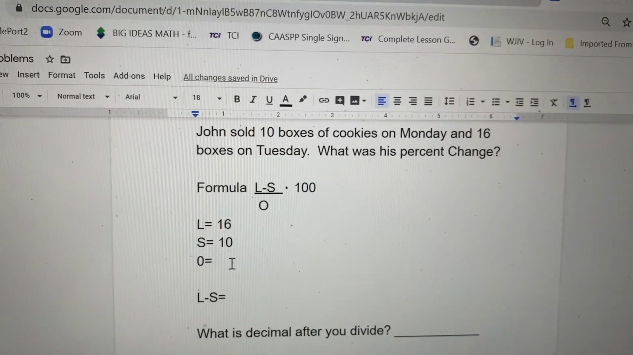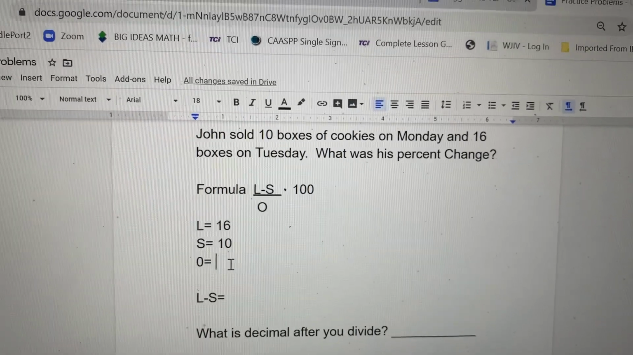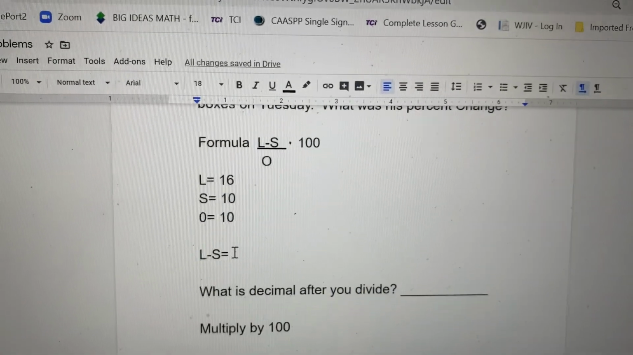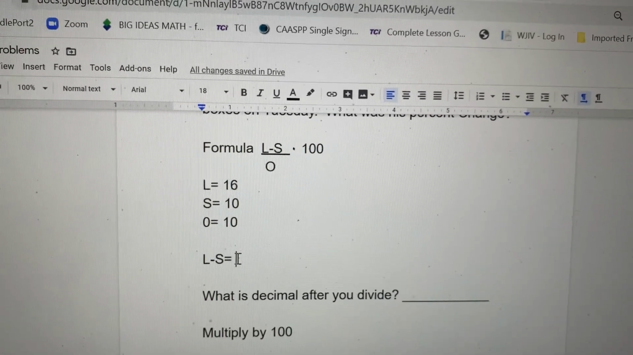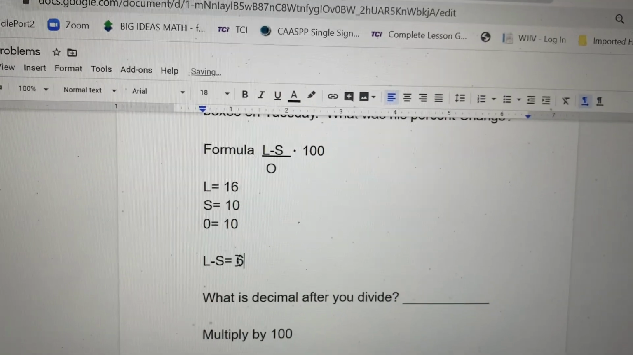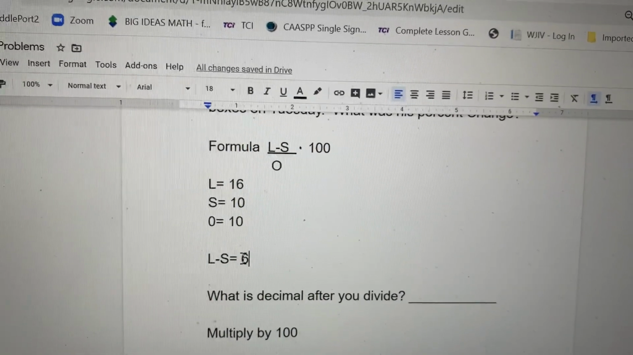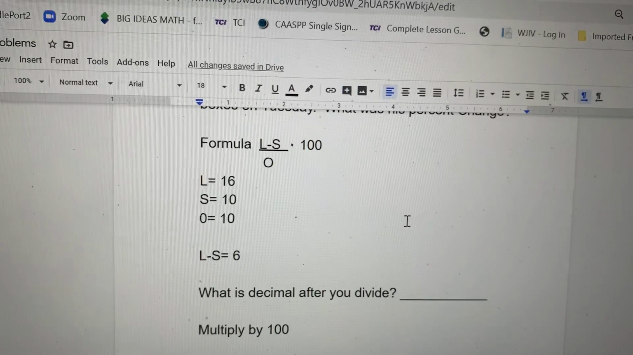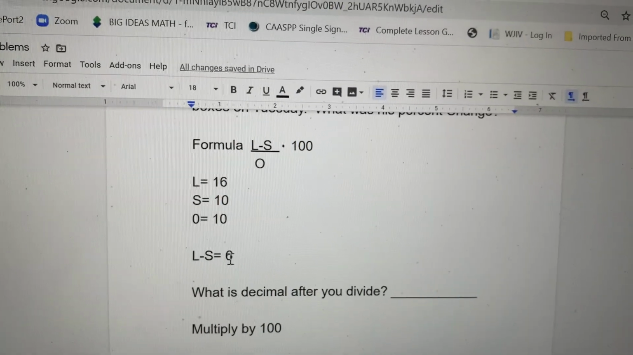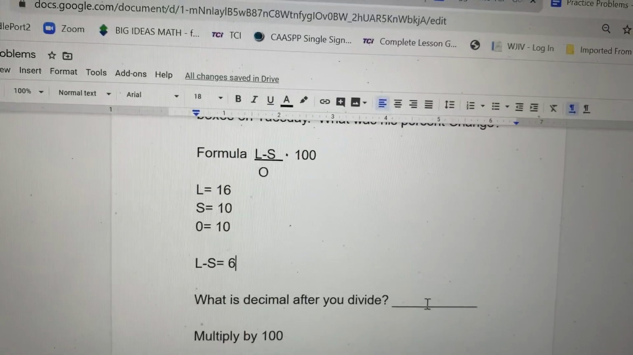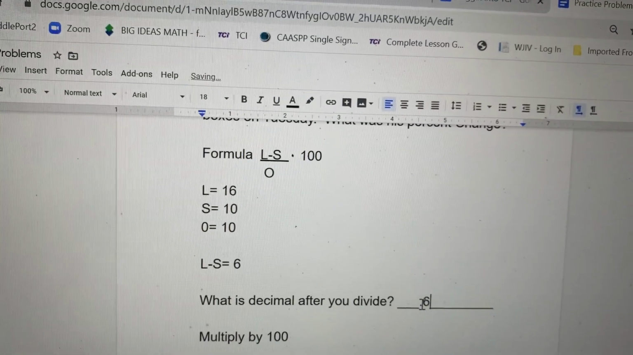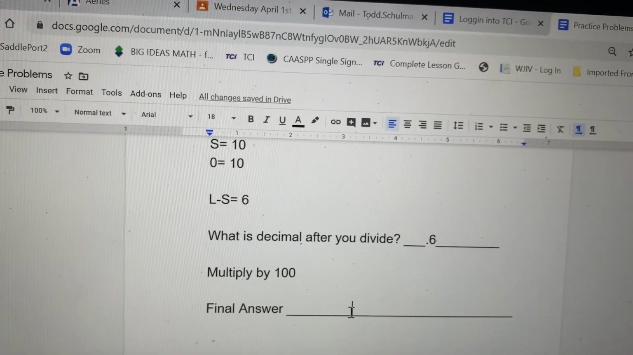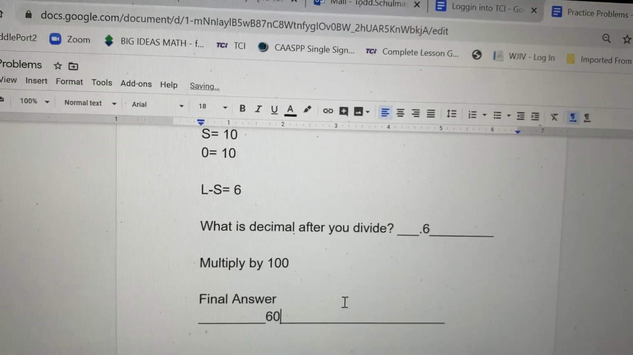And my original number, again, what came first? Monday. Monday was 10, so my original number is 10. I then am going to do my subtraction. L minus S, which is 6. That's 16 minus 10. That's how I got that number, in case you were confused. So then I have to divide. I'm going to take this 6 divided by my O, divided by 10, and I'm going to get 0.6. Then, when I multiply it by 100, 0.6 times 100 is 60.